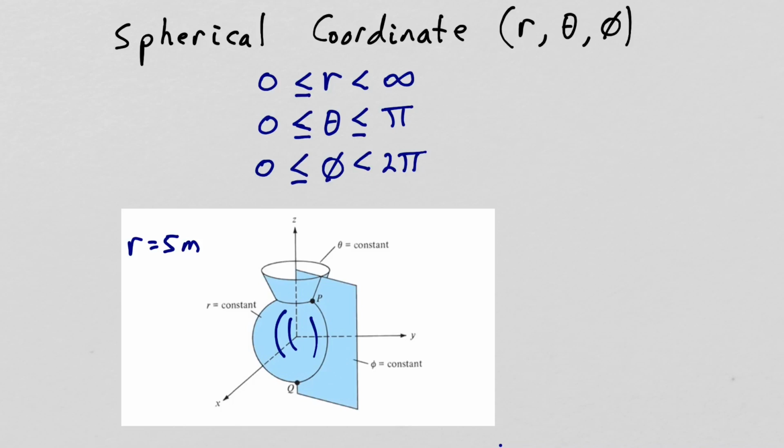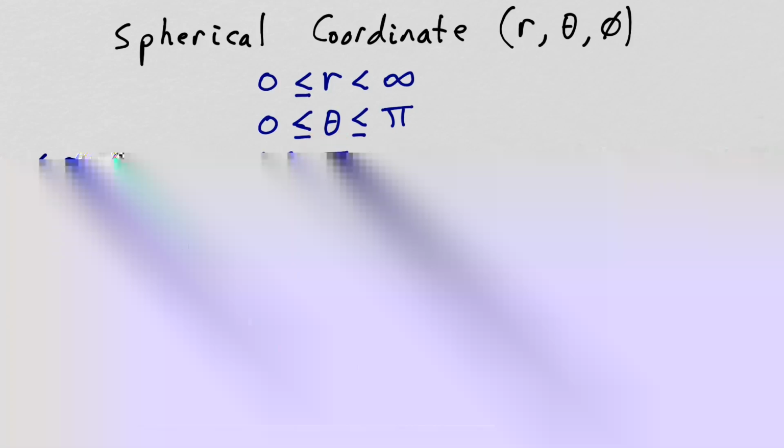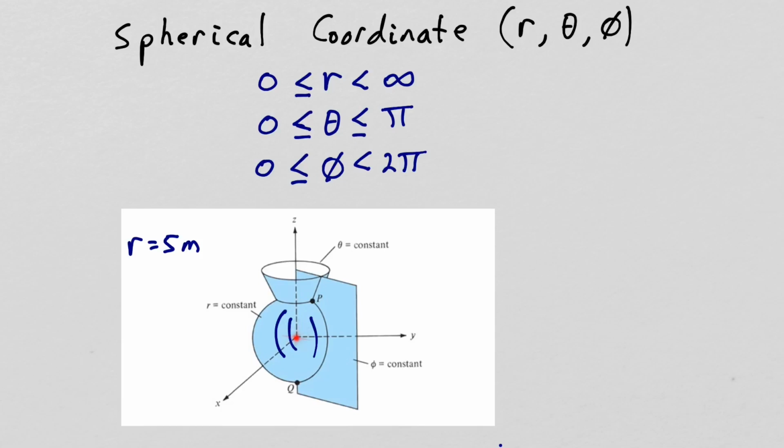The variable theta defines the surface of a cone whose apex is at the origin, and the angle from the z-axis to the cone's surface is theta. If theta were equal to pi over 3, then this is the conical surface that would be defined. The intersection of our sphere and our cone will result in a circle, shown right here.